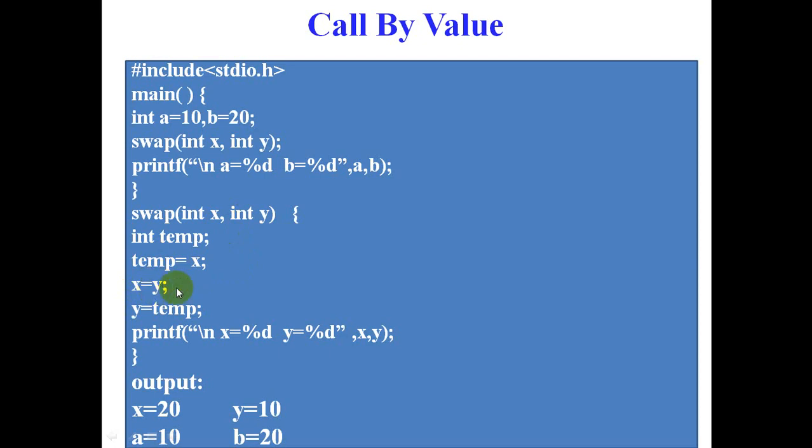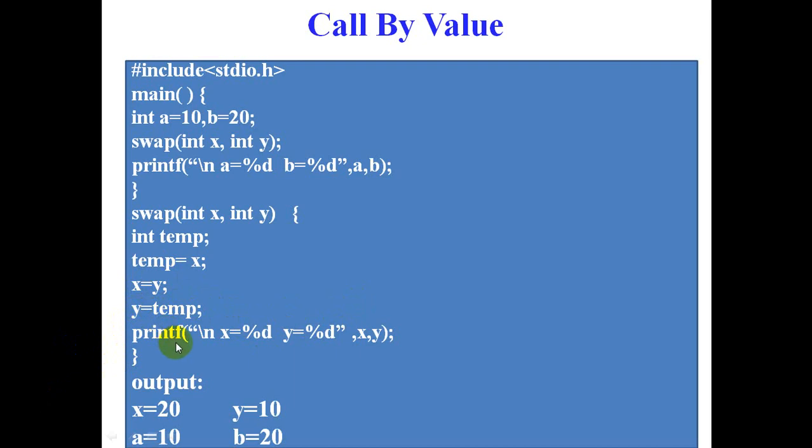Here I am assigning the value of 20 to x. So now the value of x becomes 20. In the next step, y equal to temp. Here we got to know the value of temp is 10, so the value of temp, 10, will be assigned to y.